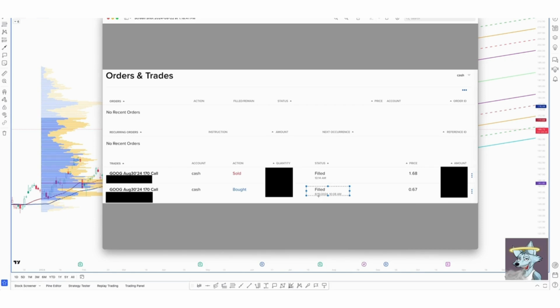So right here, guys, you can see that I got filled the 15th of August and I paid only 67 cents per contract, and I was able to resell the same contract a couple of days later for $1.68.